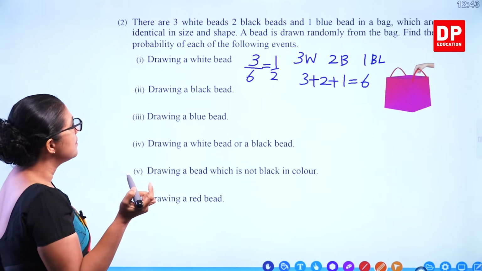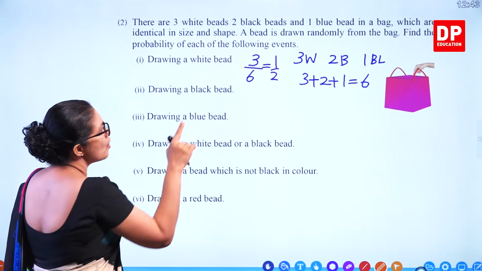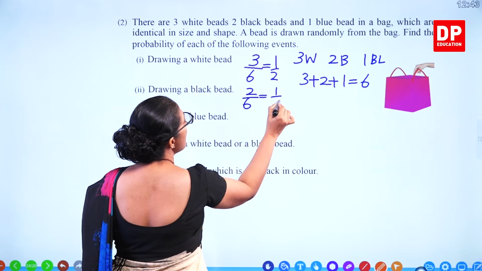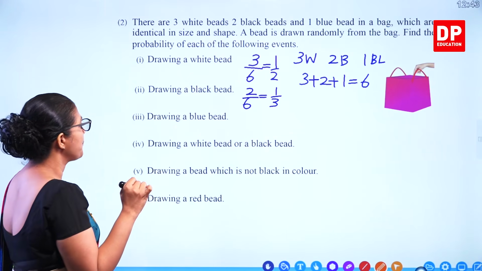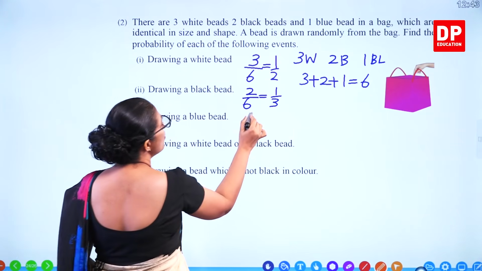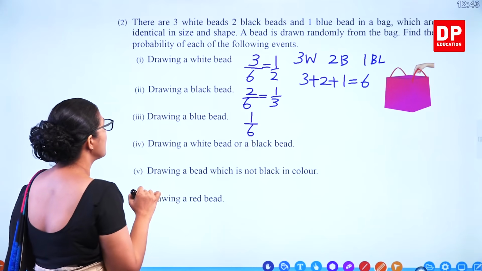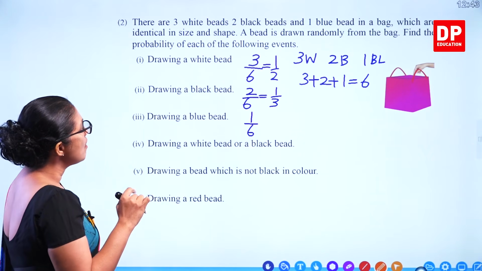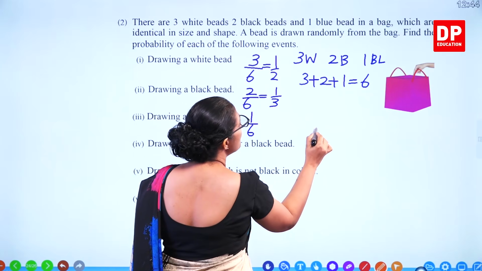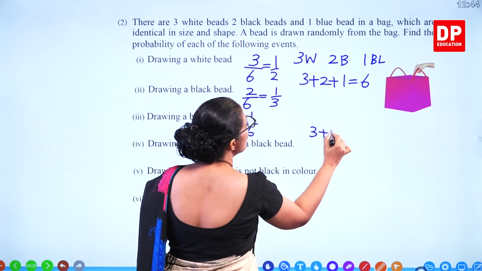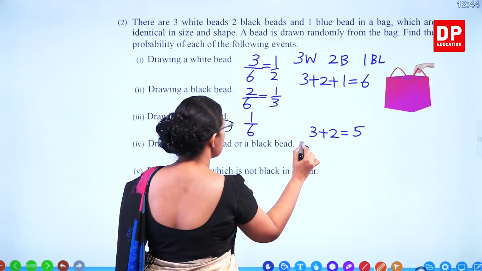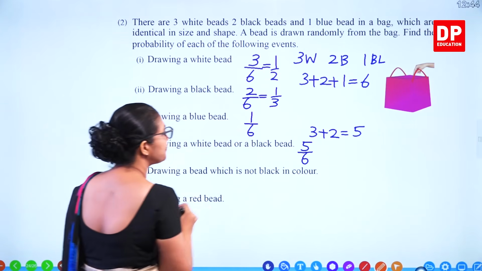Drawing a black bead. 2 black ones are there out of 6. When you simplify, that's 1 over 3. Drawing a blue bead. 1 blue out of 6. Drawing a white bead or a black bead. Both can happen. 3 plus 2. Altogether 5 possibilities are there. So what's the probability? 5 over 6.